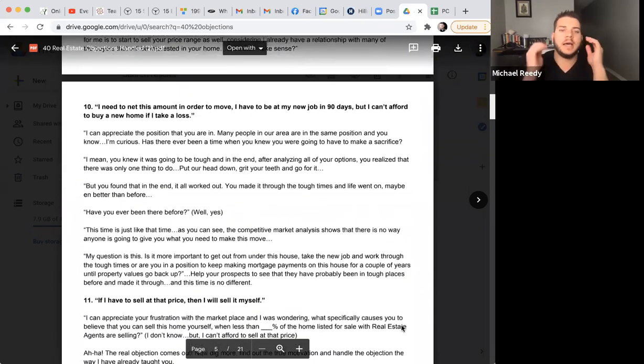I need to net this amount in order to move. I have to be at my new job in 90 days, but I can't afford to buy a new home if I take a loss.